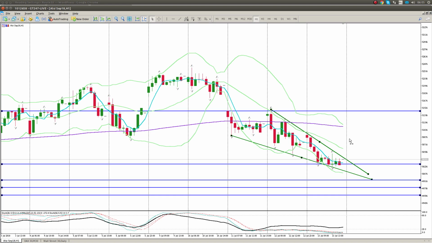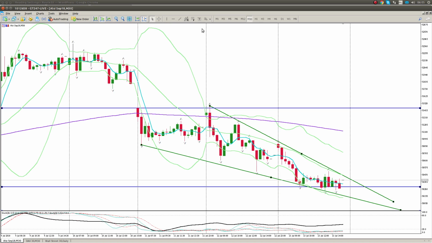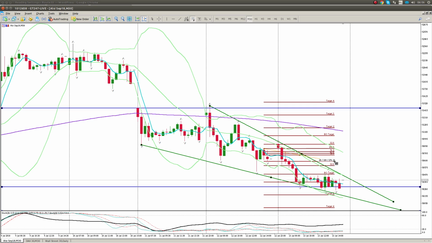Okay, so let's just have a look at the performance of our closing range. Closing range break to the upside failed, but the downside targets were pretty much hit. Your breakout target and the second target were hit, and we were pretty close to the third target as well.